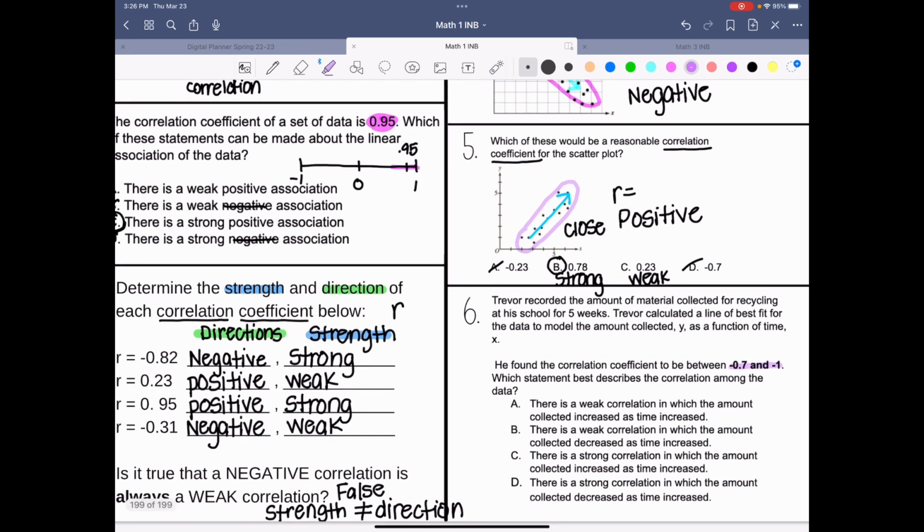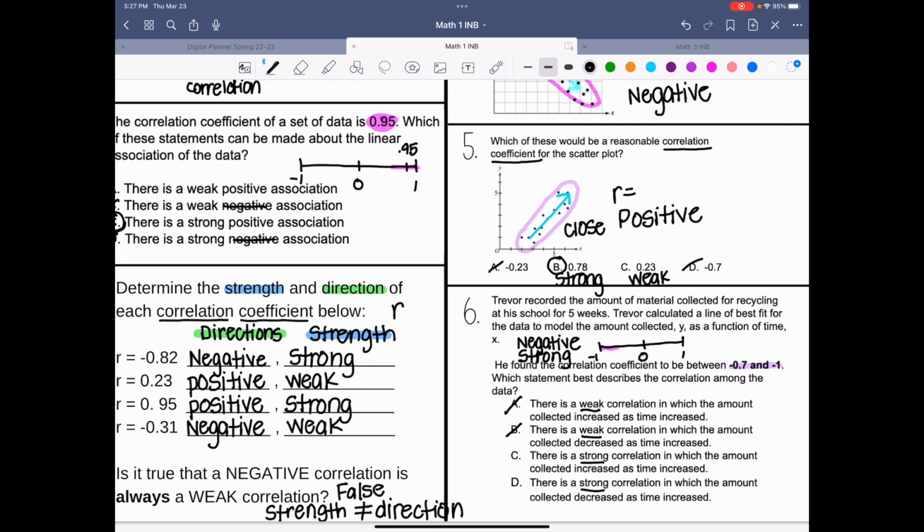So if I look at my number line that we've talked about previously, so here's negative 1, so here's 0. So negative 0.7 and negative 1 would fall in this range, which would mean it's closer to negative 1. So this is going to be negative, and it's going to be a strong negative because it's closer to negative 1. So this one says weak, we can get rid of that. This one says weak, we can get rid of that. So we know that these two are strong, which is good.